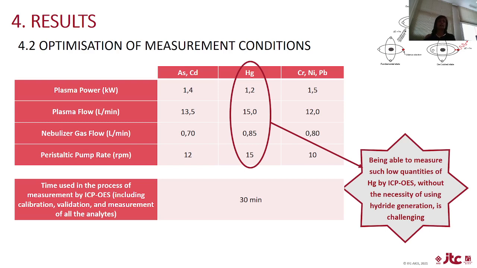On the other hand, since hydrofluoric acid was used to determine chromium, nickel, and lead, different measurement conditions were optimized in the ICP-OES, as an inert sample introduction system was used. Finally, we obtained optimum conditions without the need to use hydride generation, and we succeeded in analyzing 1 ppm of mercury.